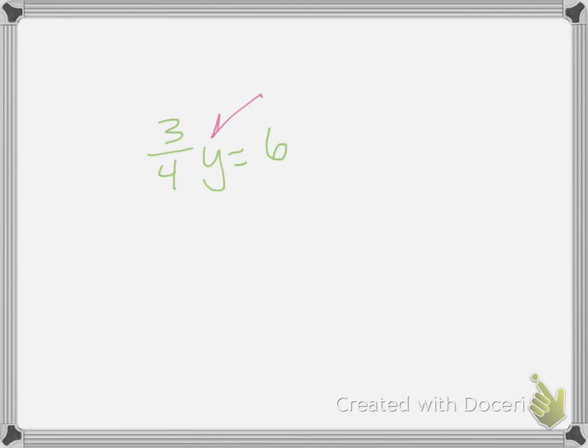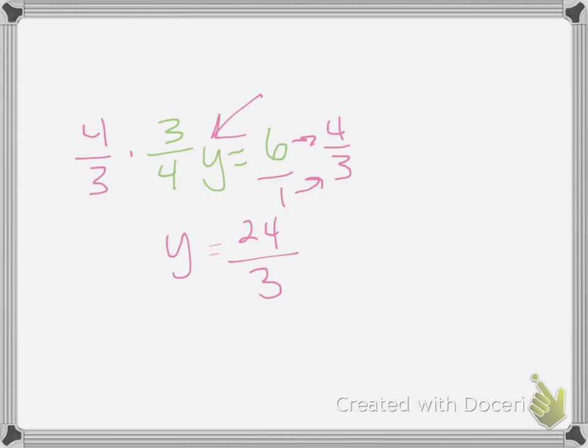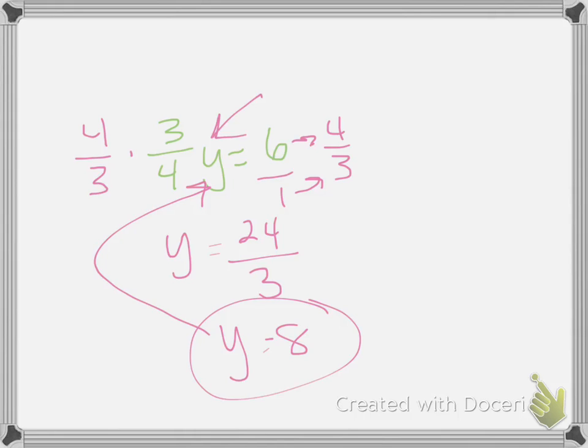Okay, I'm still trying to get y by itself. So this time I'm multiplying by the reciprocal to get rid of it. So I'm multiplying by 4 over 3. Because I'm trying to divide, which is the same thing as multiplying by the reciprocal. Gets a little confusing, but I'm trying to get rid of it. So the 6 is the same thing as 6 over 1. When I multiply across, 6 times 4 is 24, 1 times 3 is 3. Okay, 24 divided by 3 is then 8, and you could plug that 8 back in for y to check it.